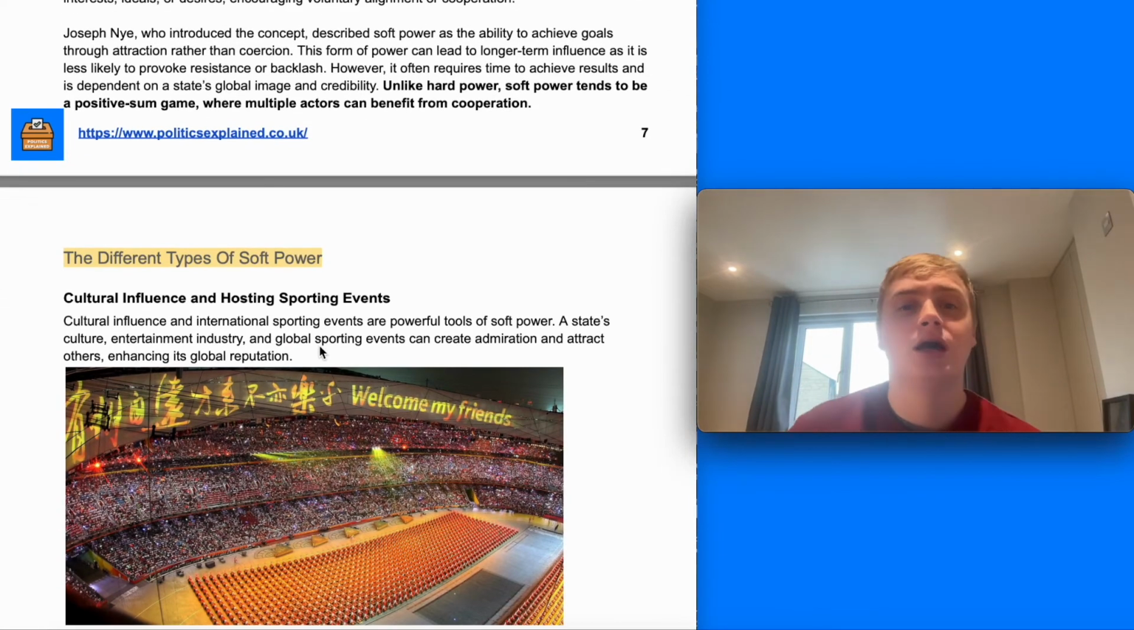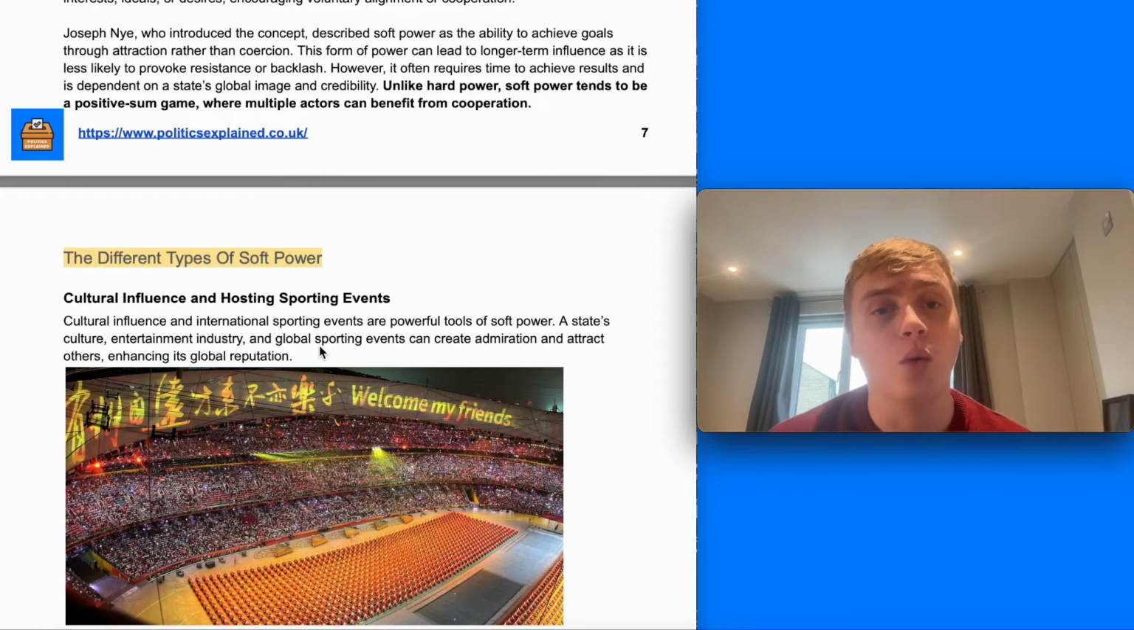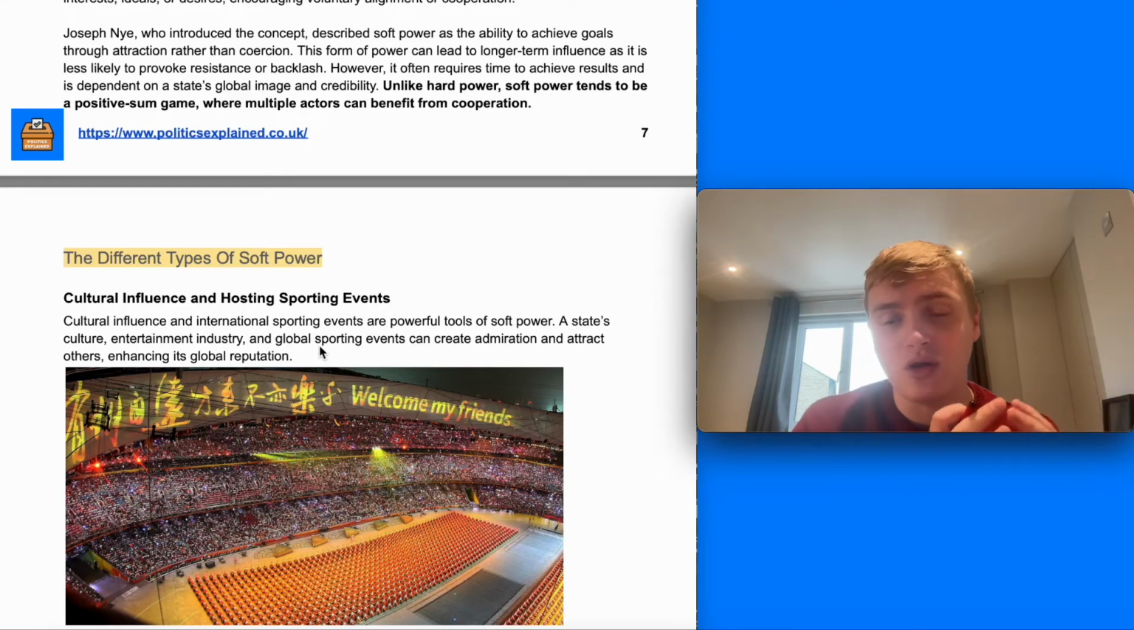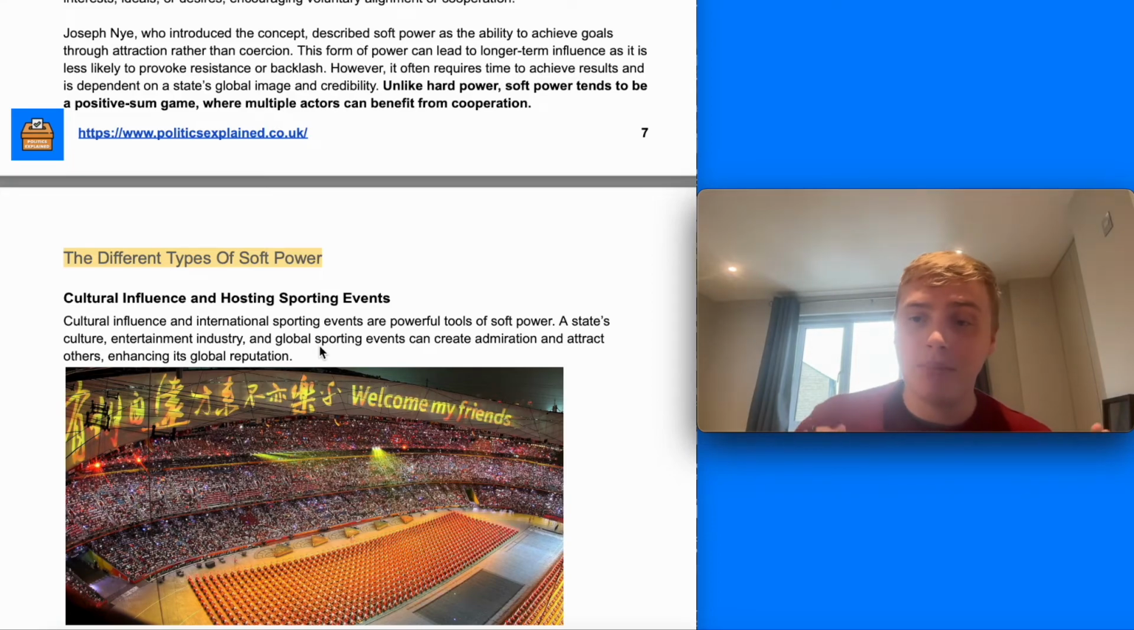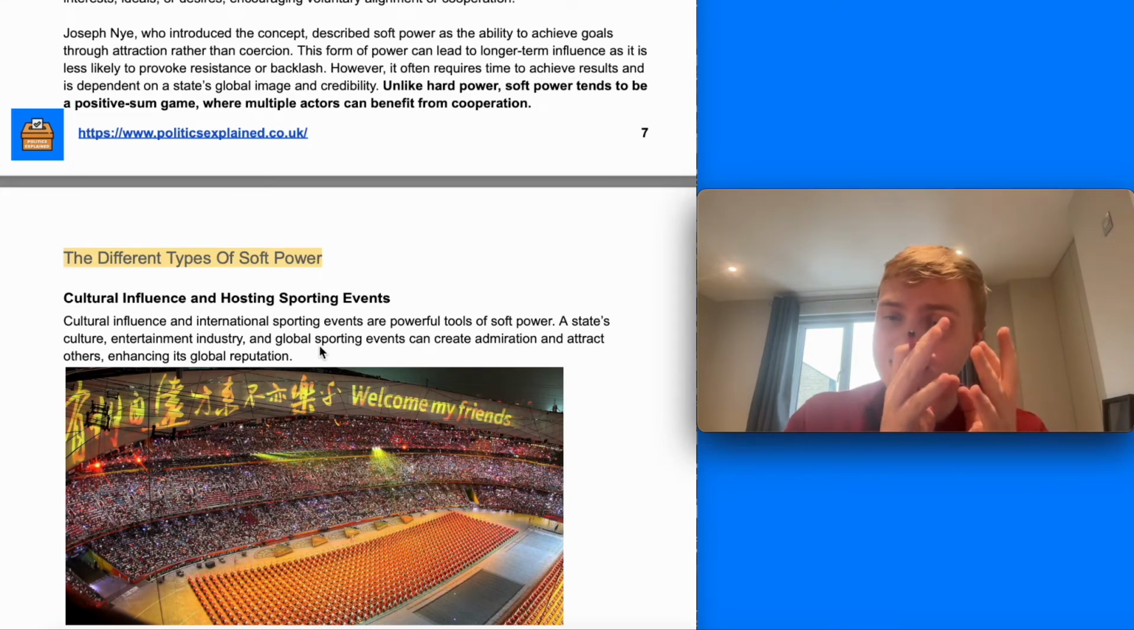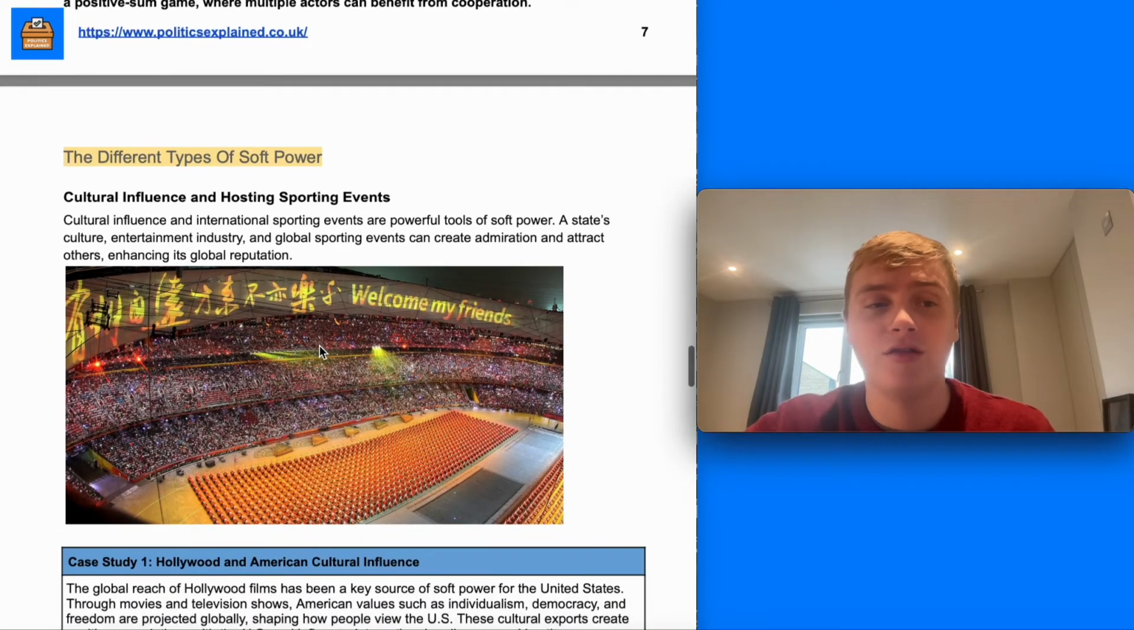Nye described soft power as the ability to achieve goals through attraction rather than coercion, and it can lead to longer term influence, as it's less likely to provoke resistance or backlash, which of course military force, the use of military force in particular does. And unlike the zero-sum game that we associate with hard power, where one state loses and one state gains, when we think about soft power, it can often be both states gaining, or at least that's the way it's often framed by a country.